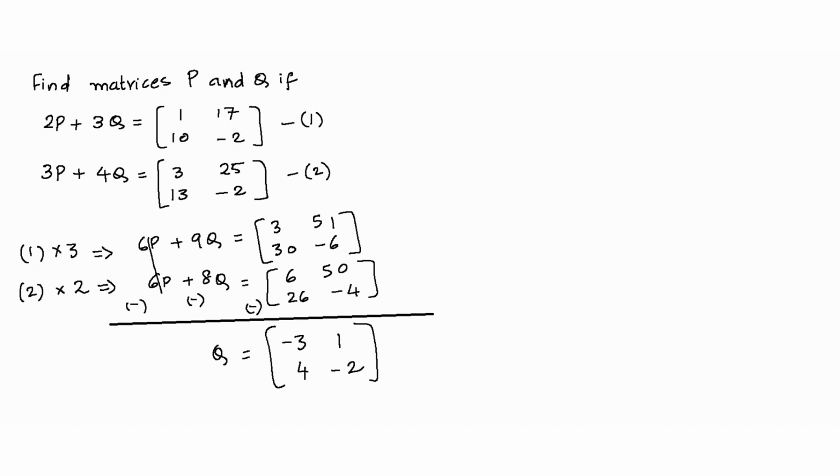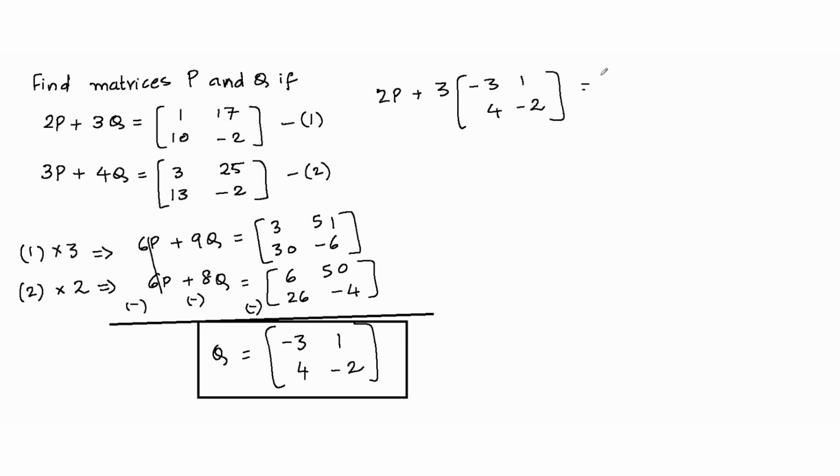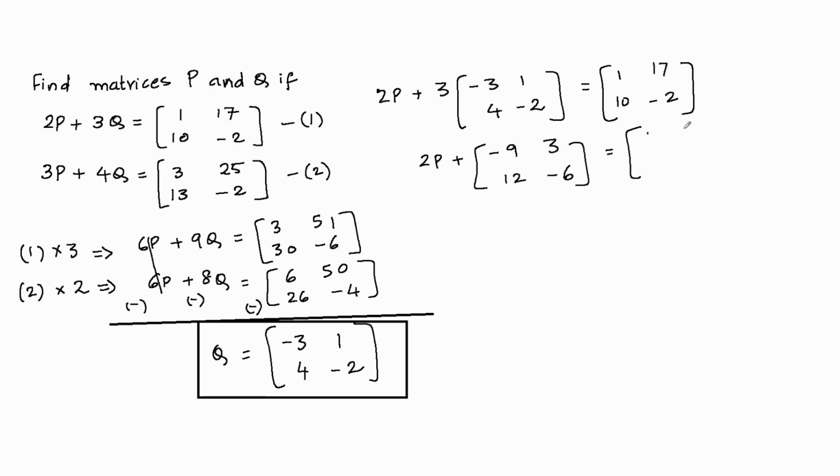Therefore, I can now substitute the matrix Q in the given equation to find the matrix P, right? So now what we get is 2P plus 3 times Q. Q is negative 3, 1, 4, negative 2. And that equals 1, 10, 17 and negative 2. Therefore, this becomes 2P plus 3 into negative 3 is negative 9, 3, 12 and negative 6, equal to 1, 17, 10 and negative 2.